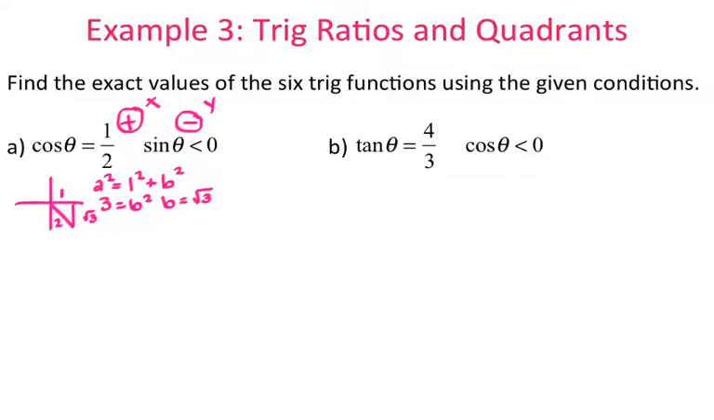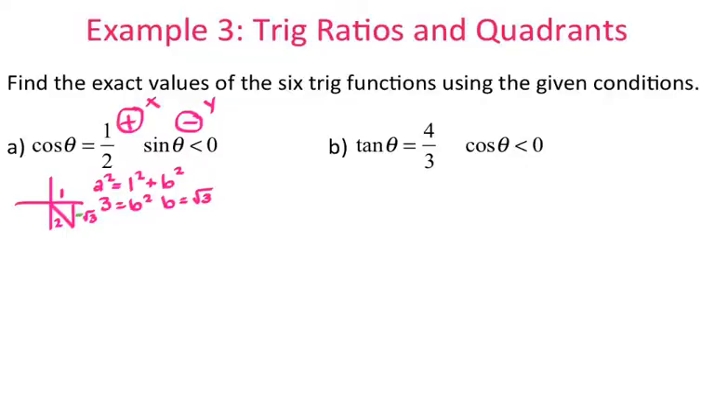Now before you start solving for the other trig functions, we do need to pay attention to the quadrant that we're in. And in that fourth quadrant, my x is positive, but my y is negative, which means that square root of 3 should be negative, not positive.